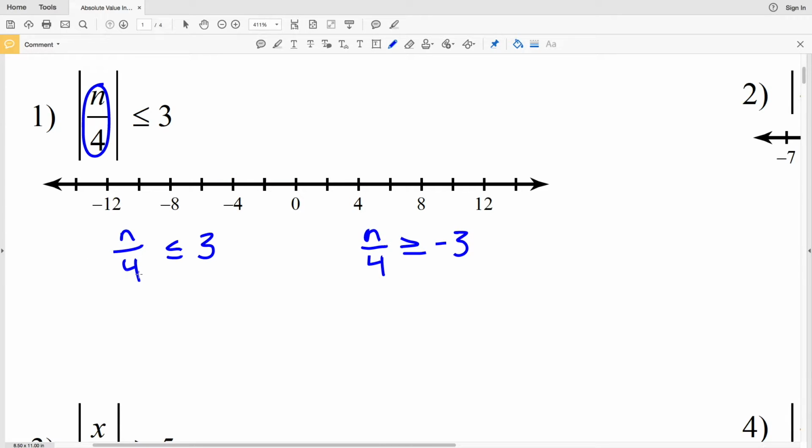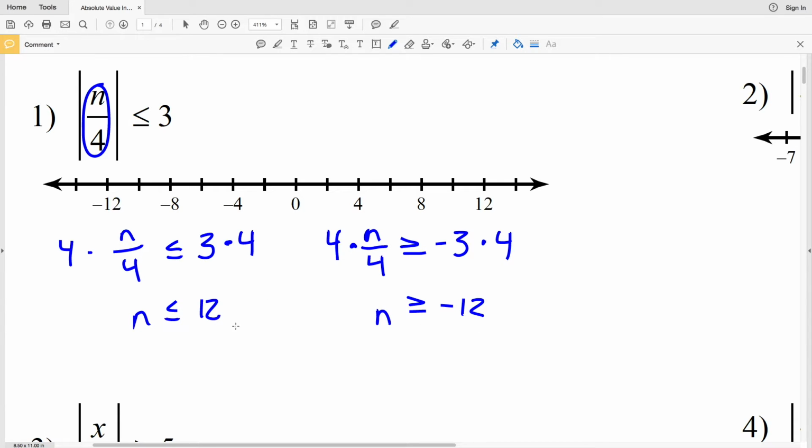So we have that n divided by 4 is less than or equal to 3 as one inequality, and n divided by 4 is greater than or equal to negative 3 as the other inequality. So what we did, we switched which direction the sign went when we made this 3 the negative option. In order to solve for these, we're going to multiply both sides by 4. So we'll get that n is less than or equal to 12. And again, multiply both sides by 4 to get that n is greater than or equal to negative 12.